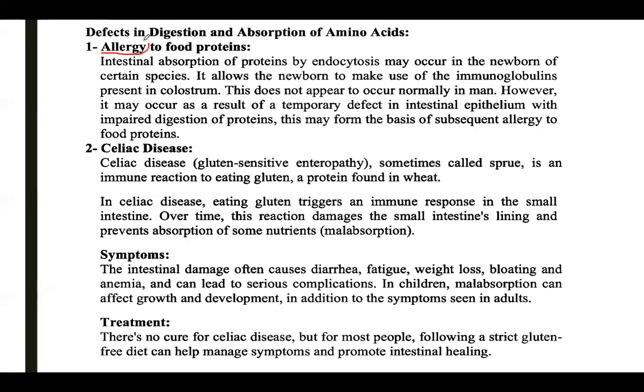This is allergy to food. Protein can be absorbed by endocytosis from the wall of the intestine. But this is abnormal, does not occur normally in humans. It occurs in some animal species. If there is a disease and protein is absorbed from the wall of the intestine, protein will go to the bloodstream and it will be subjected to immune reaction. The immune cell will attack the protein and this leads to allergy to certain food proteins, okay?